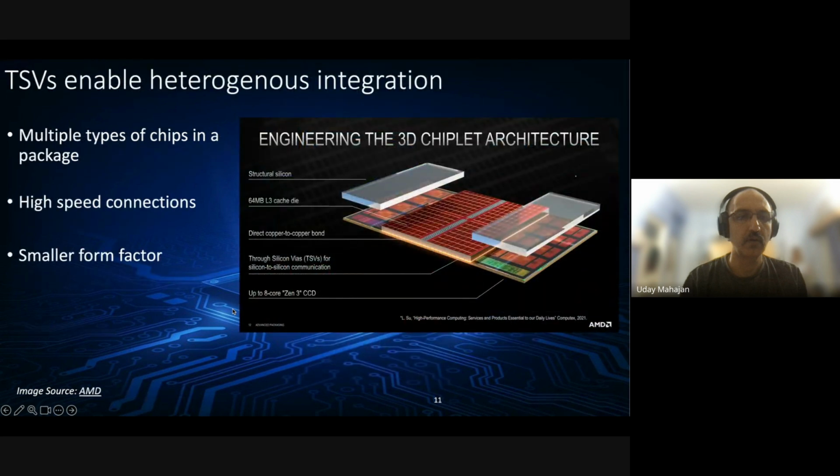TSVs also enable this heterogeneous integration that we talked about, where you can have multiple types of chips on a single substrate in a package connected via high-speed connections, giving you not only better performance, but a smaller form factor. Because data transmission through TSVs and within a package is much, much faster than it is between packages. And we'll cover this in a little bit more detail in subsequent slides.